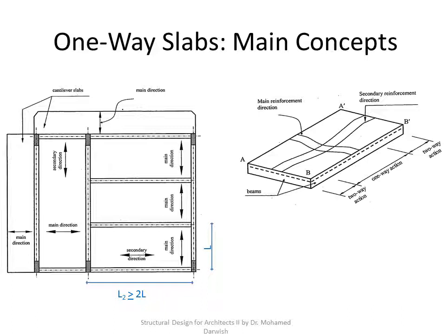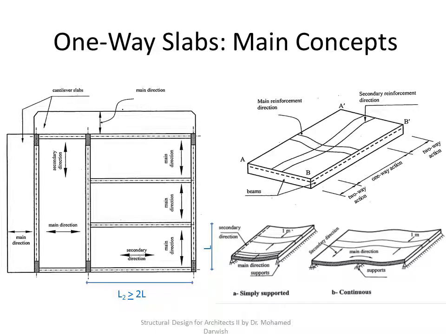But in order to understand this, why is this happening? This is because when the slab will deflect, as you could see here, there is a very major difference in strain between both directions. So this is how it could look. It will deflect like this if it is simply supported, and this is how it will deflect if it is continuous.